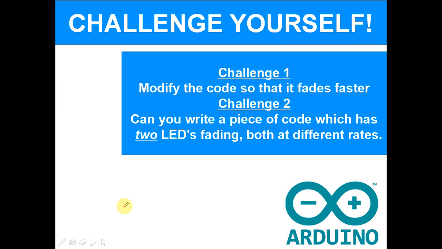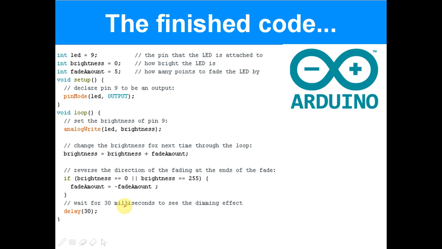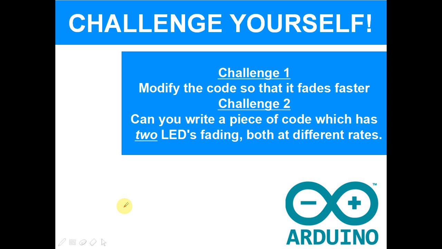Now, I've set you 2 challenges to complete for this code. Just copy that into your Arduino IDE. I'll give you 5 seconds to do so. Just pause it so you can copy it in. Okay. 2 challenges. Challenge 1: modify the code so it fades faster. And challenge 2: can you write a piece of code which has 2 LEDs fading, both at different rates? These challenges are quite challenging, but that's the whole point of them. If I set more challenging challenges, then it's going to be harder for you to figure it out, and it's going to really push you, and then you'll have a greater understanding of it.